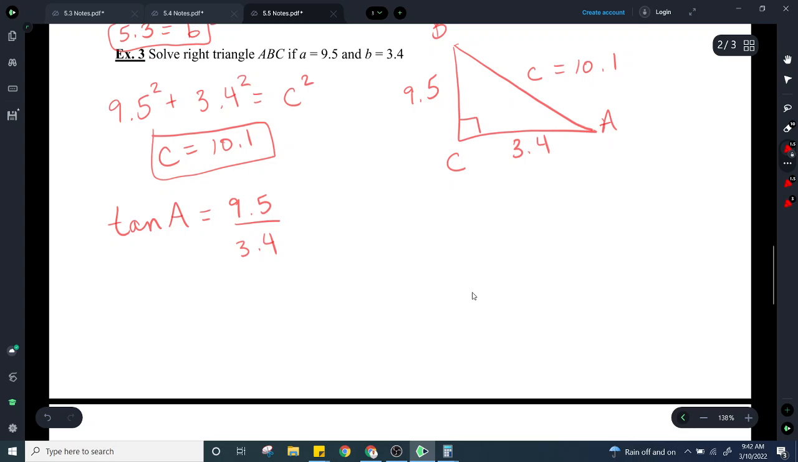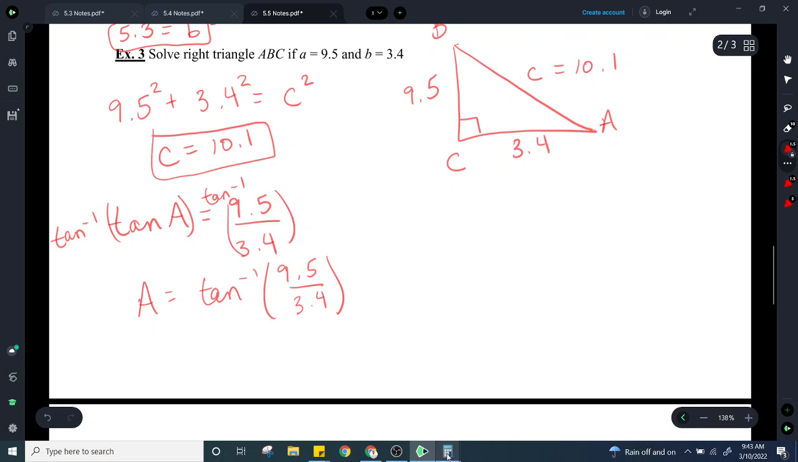So let me just write algebraically kind of what we're doing. You can think of it algebraically as taking the inverse, just like an inverse function we talked about earlier in the course. Sorry, it's a little bit messy here, both sides. And the inverse, remember, undoes the original function. So on the left side, the inverse tangent of tangent just leaves me with angle A, and that's what I want. On the right side, we've got inverse tangent of 9.5 divided by 3.4, and that's what we're going to put into our calculator.